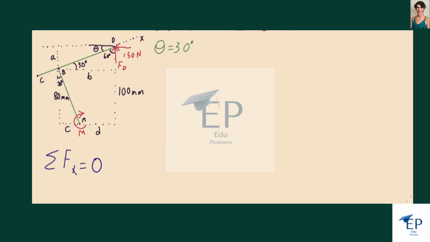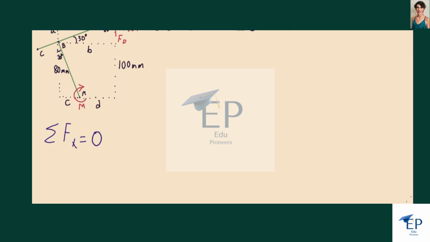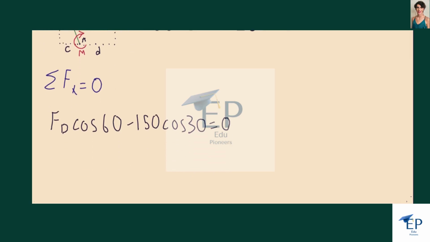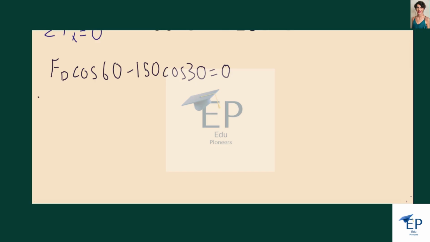And to get the force F of D, we can say that F of D times the cosine of 60 minus 150 times the cosine of 30 is equal to 0. And solving this equation for F of D, we will get a force that is equal to 260 newtons.